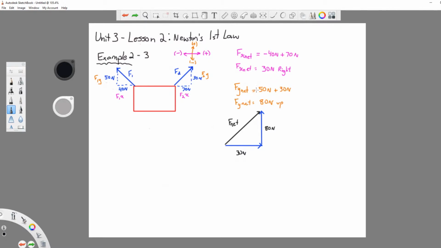Okay, well, we're still looking for that equilibriant force, and I haven't solved any of these angles yet, but I think what we're going to do first is solve F net. F net is going to equal, we're going to do some Pythagoras, the square root of 30 squared plus 80 squared. So our F net value works out to 85 newtons. There it is. 85 newtons.